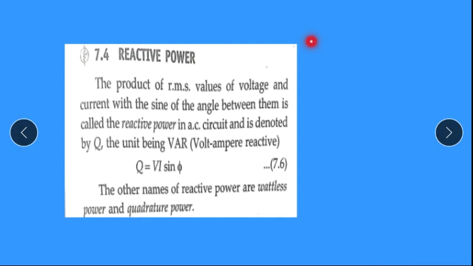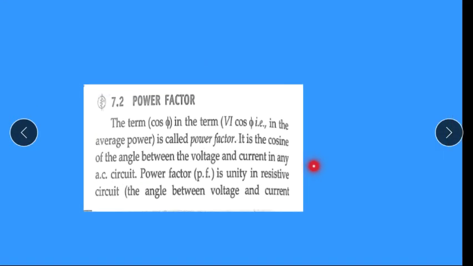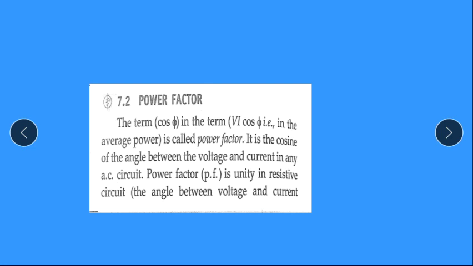Reactive power is the product of the RMS value of voltage and current with the sine of the angle between them. It is denoted by symbol Q, the unit is VAR, and it is written as Q equal to VI sin phi. Other names of reactive power are wattless power or quadrature power. Now, power factor. The cosine of the angle between voltage and current is known as power factor, and the value of power factor is unity for a pure resistive circuit.